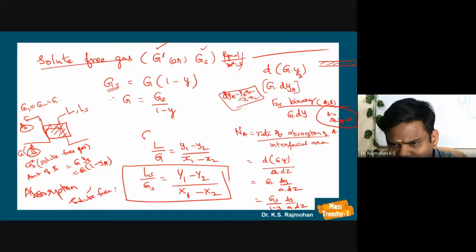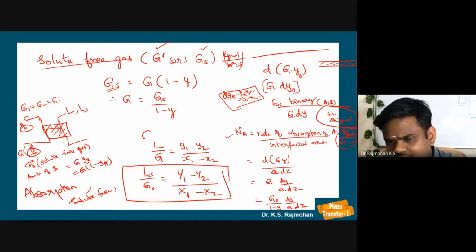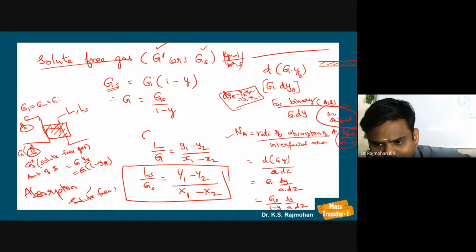So flux can be given as the rate of absorption of A divided by the interfacial area. Here it is kg mole per second, dividing by the interfacial area gives kg mole per meter square second, which is the unit of flux NA. So how do we get the interfacial area? Interfacial area is a into dz. Small a is the surface area available per unit thickness, and dz is the height of the bed. So this can be written as the differential of G into y. G is constant, that is the assumption, constant molar overflow. So G is outside, and you can write G into dy by a into dz.